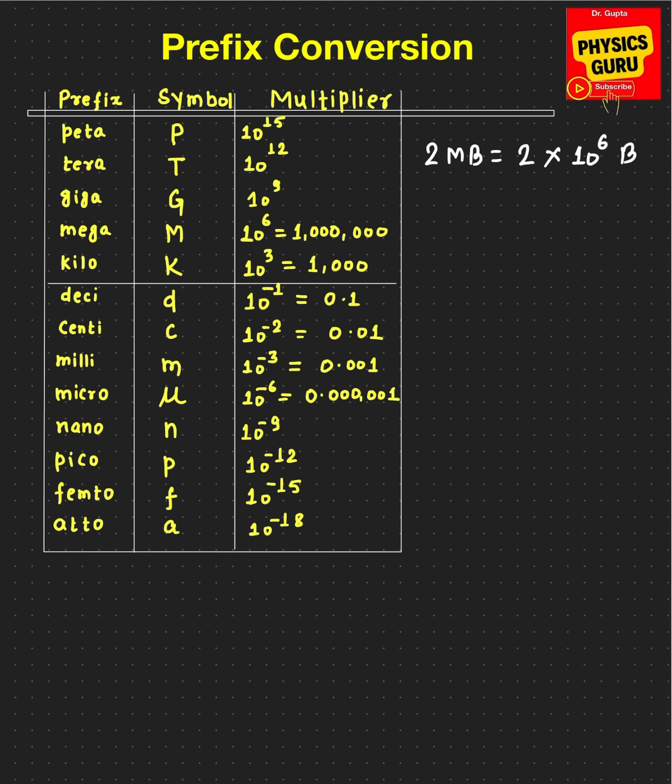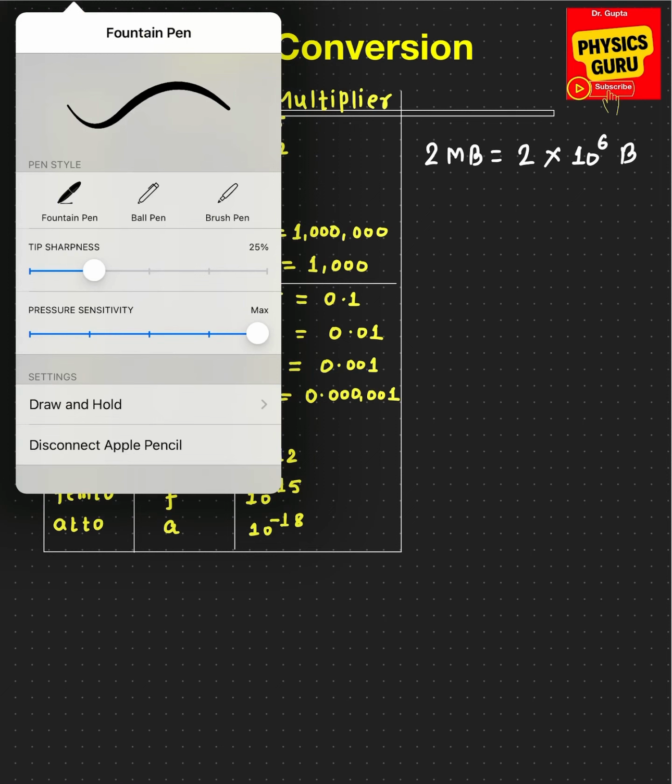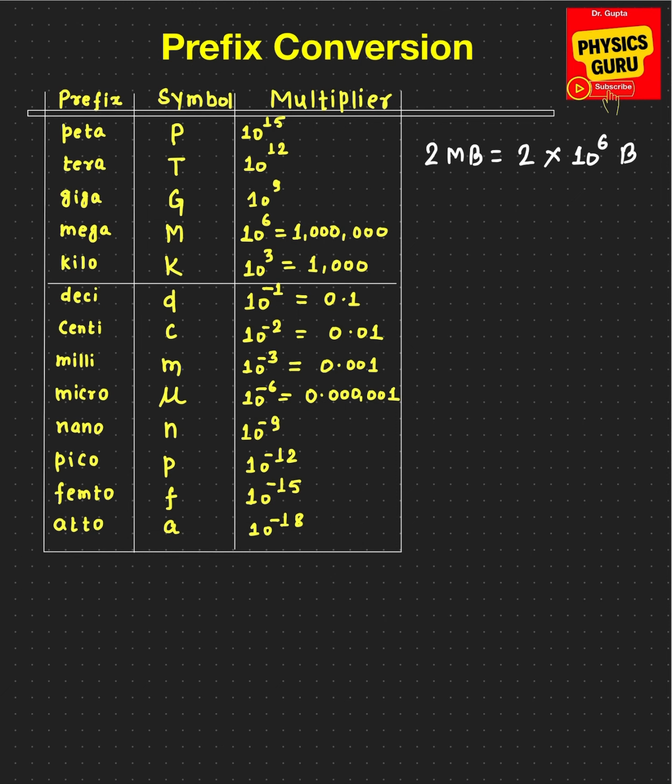And now you can write it in terms of zeros too. So what does 10 to the 6 mean? 10 to the 6 means 1 followed by 6 zeros, and this is byte. And if you multiply 2 times 1, what do you get? You'll get 2, then 1, 2, 3, 4, 5, 6 zeros, byte. That's how we converted 2 megabyte into byte.